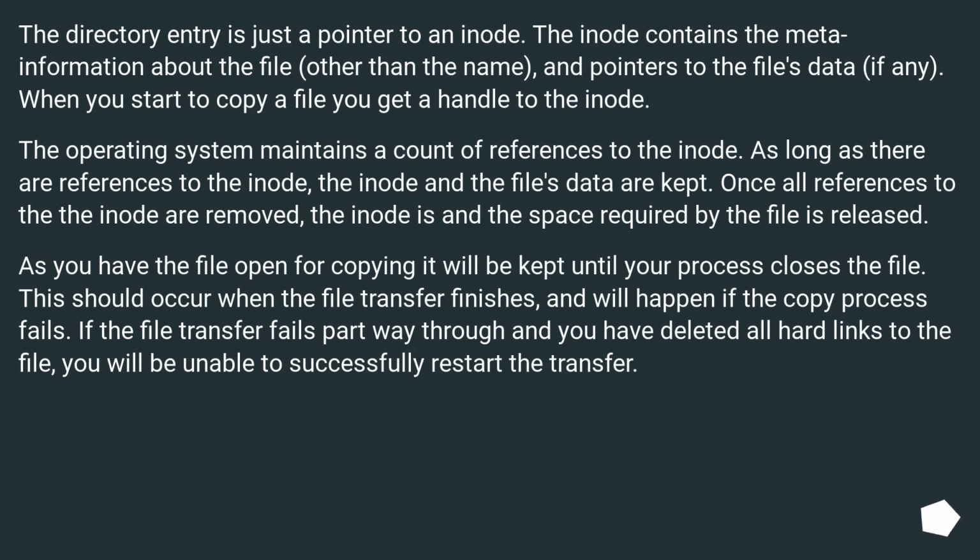The directory entry is just a pointer to an inode. The inode contains the meta information about the file, other than the name, and pointers to the file's data, if any. When you start to copy a file, you get a handle to the inode. The operating system maintains a count of references to the inode. As long as there are references to the inode, the file's data are kept. Once all references to the inode are removed, the inode is deleted and the space required by the file is released.